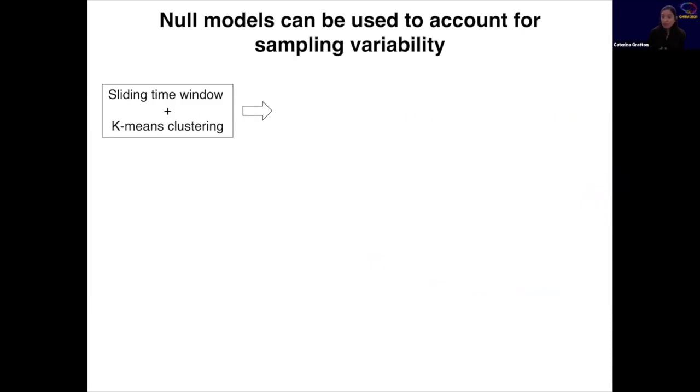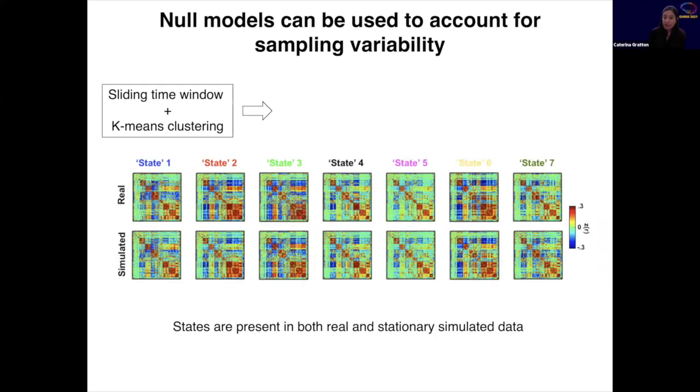So with this model, Tim used the same sliding time window technique and k-means clustering approach to identify different states in both the simulated, that is the stationary data with noise, and the real data. And if you look here, you can see that also in the simulated data, it's also possible to identify different states. And in fact, these states can look a lot like what we see in real data. And this suggests that the presence of states alone can't be taken as evidence of different state changes in dynamic functional connectivity because they can be driven by noise or sampling variability.